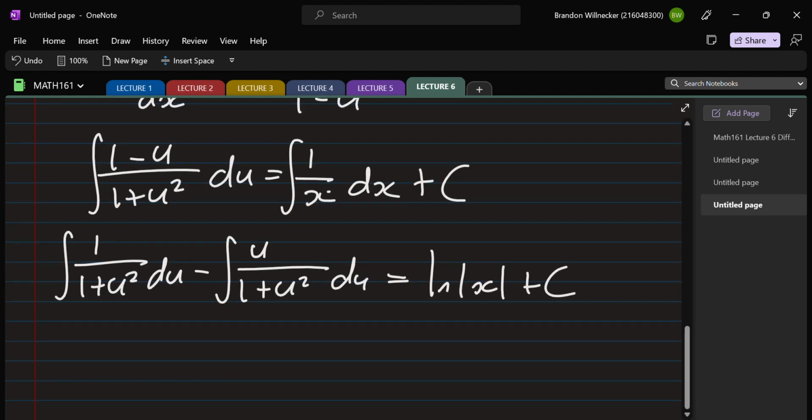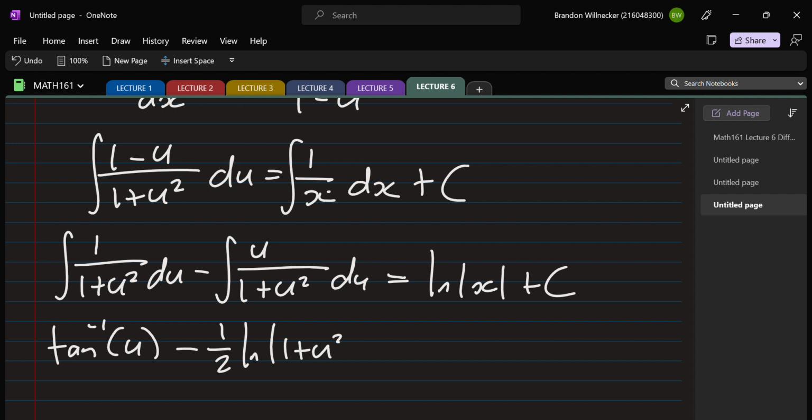Then integrating the left-hand side, the integral of 1 over 1 plus u squared is just going to be arctan of u. The second integral is, again, quite easy. We're going to have 1/2 the natural log of 1 plus u squared, equal to the natural log of x plus c. Now we see that this left-hand side is a very complicated function of u, so we're not going to be able to solve for u. We're going to have to leave it as an implicit equation.